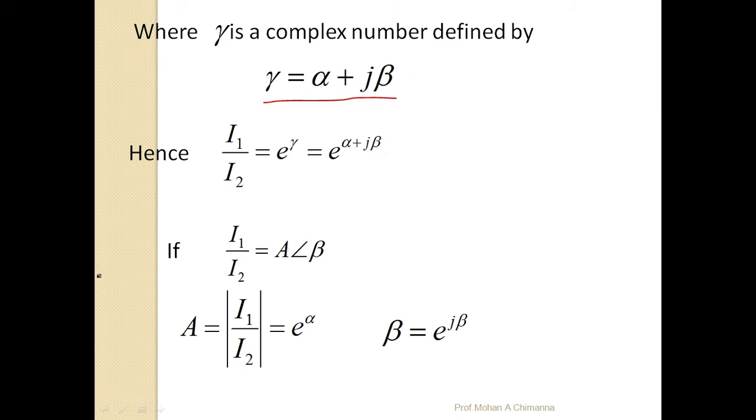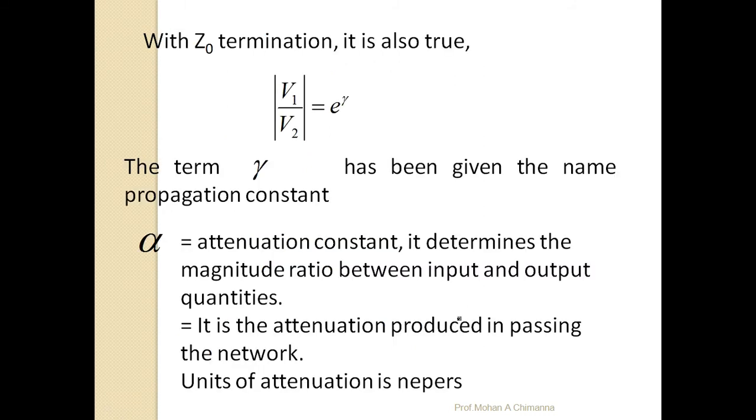If we take the ratio I1 upon I2, which is equal to A at an angle of the phase constant beta, so A is equal to I1 upon I2, and I1 upon I2 is equal to e raised to gamma, and e raised to j beta. Then with the output impedance termination, the ratio V1 upon V2 is also equal to e raised to gamma, as in the current ratio. So the term gamma has been given the name of the propagation constant.